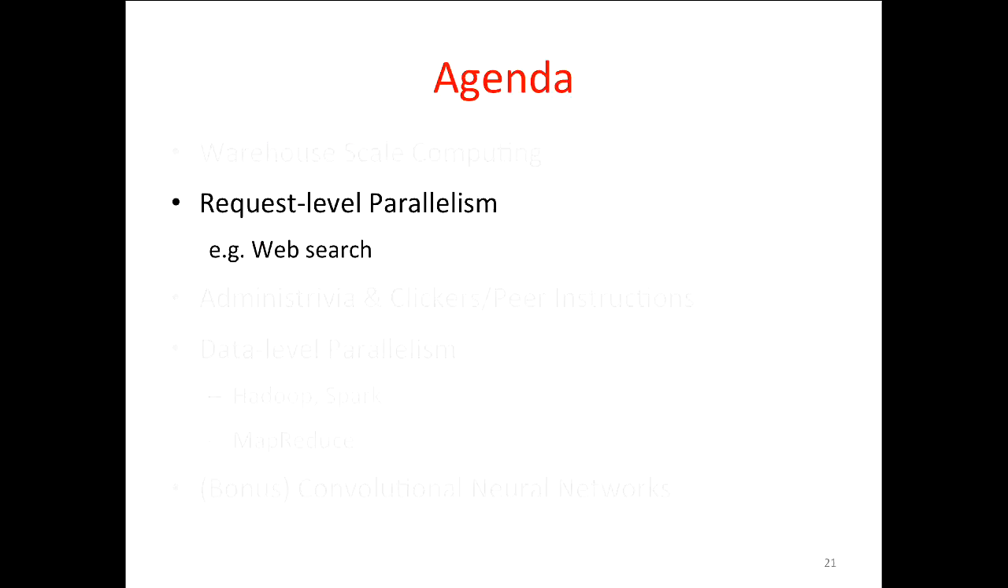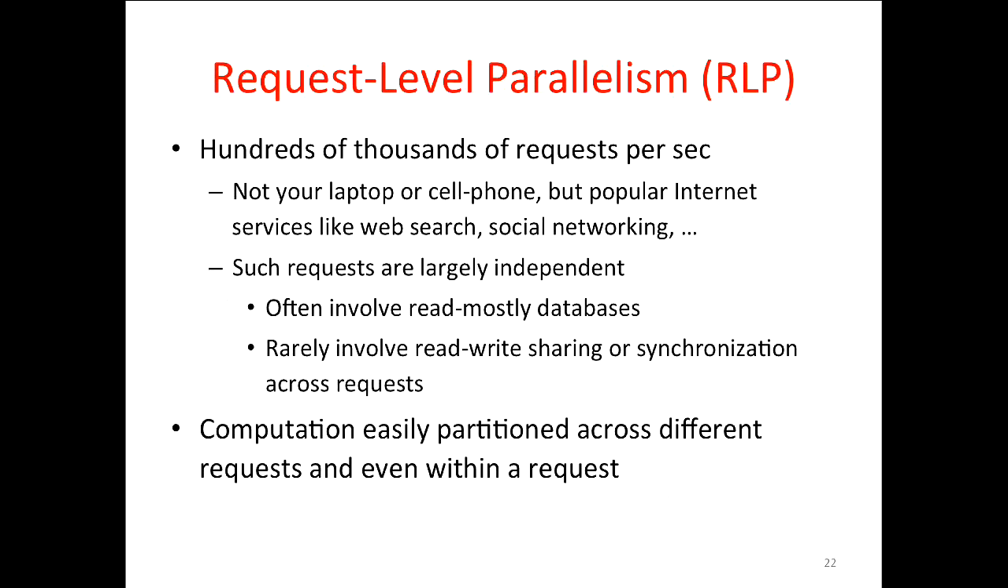Okay, so then let's move on to another topic, which is request level parallelism. Request level parallelism exists because there are hundreds of thousands of requests in a very short time. This doesn't occur on your laptops or your cell phones, but it occurs on a warehouse scale computer running web services, including web search, social networking, and video sharing, right? So the point is, these requests are independent of one another, right?